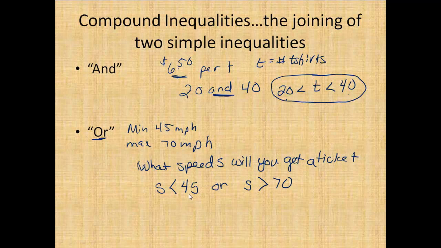The reason we can't write this one as an "and" is because you have to ask yourself, can you be going slower than 45 and faster than 70 at the exact same time? The answer is no. It's one or the other. Up here, the reason this one is an "and" is because can you be bigger than 20 while at the same time being smaller than 40? The answer is yes. Anything in the 30s would fall into that category. So our "and"s and our "or"s have two different setups when we write them in symbols.